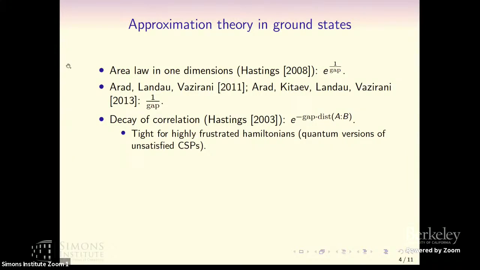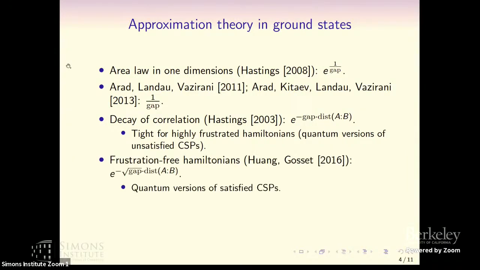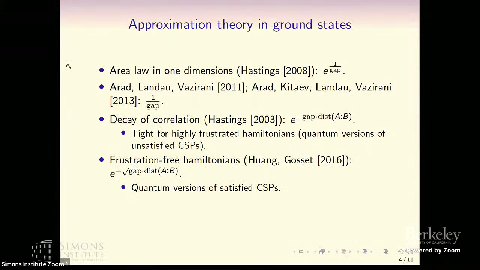But it turns out that in another work that came out not very recently, 5 years ago, Huang and Gosset showed that this result can be improved for a special class of systems. So what are these systems? This Hastings result was tight for a class of systems which are known as frustrated systems, which could be seen as the quantum versions of unsatisfied CSPs, for example. The Huang and Gosset result applies to quantum versions of satisfied CSPs, which are known as frustration-free systems.